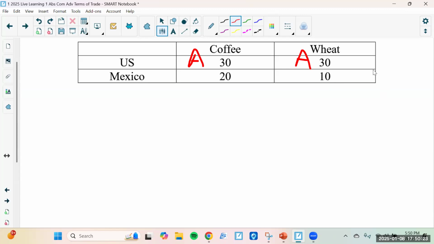So it produces something and it trades for everything else that it needs. The idea here is that Mexico and the United States should specialize in what they have the comparative advantage in and then trade for the rest. So what we've got to do is run the numbers here.